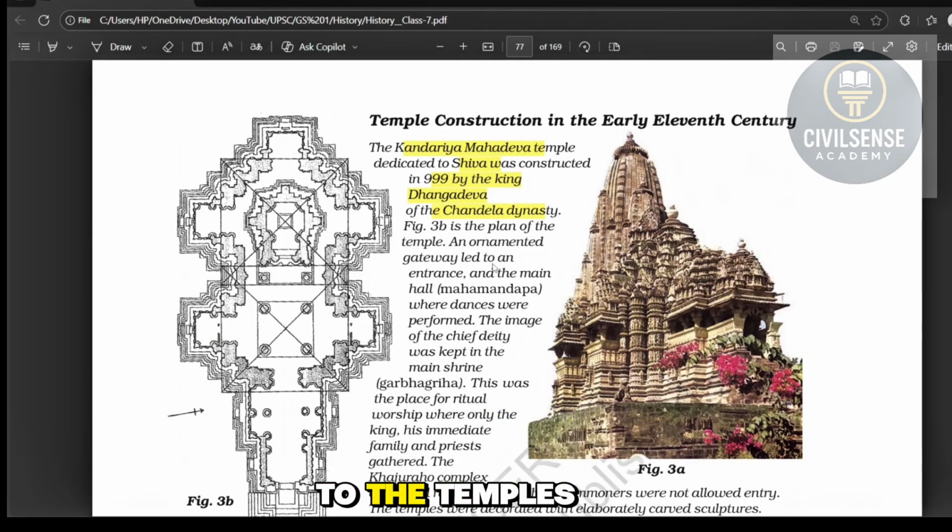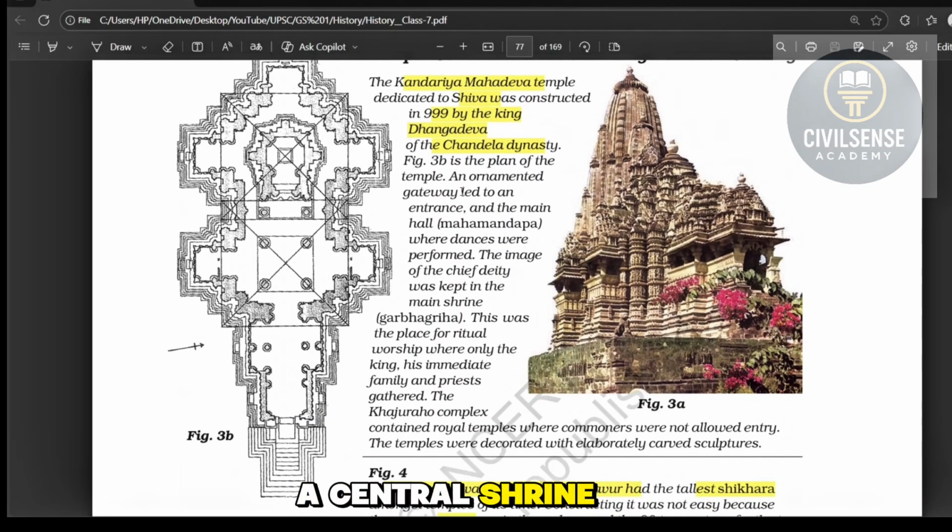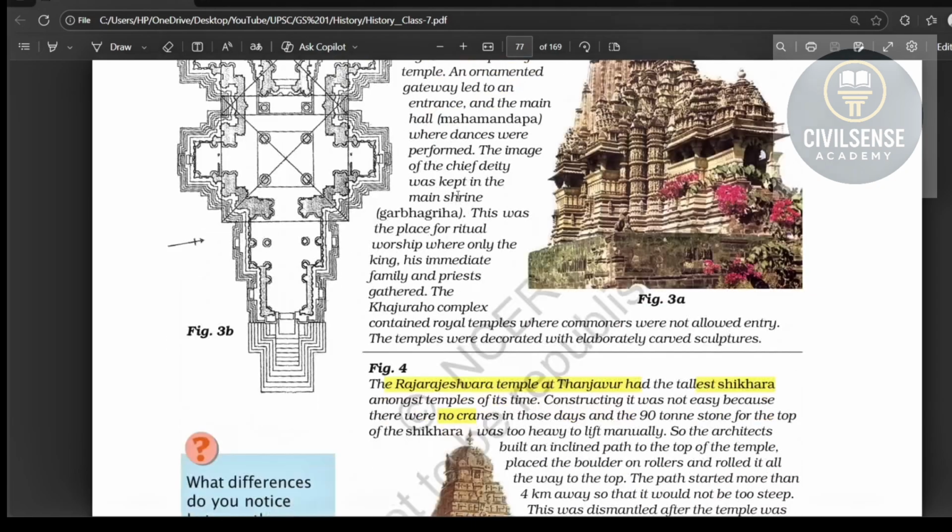Now let's move to the temples, the true jewels of early Indian architecture. Take the Kandariya Mahadeva temple at Khajuraho, built around 999 CE by King Gangadeva of the Chandela dynasty. It was dedicated to Lord Shiva and filled with intricate carvings. The temple had a grand gateway and a main hall called Mahamantapa, a central shrine called Garbhagriha, where the main deity was worshipped. Only the king, his family, and priests were allowed inside the inner shrine. It showed that the temple symbolized royal power and divine connection.